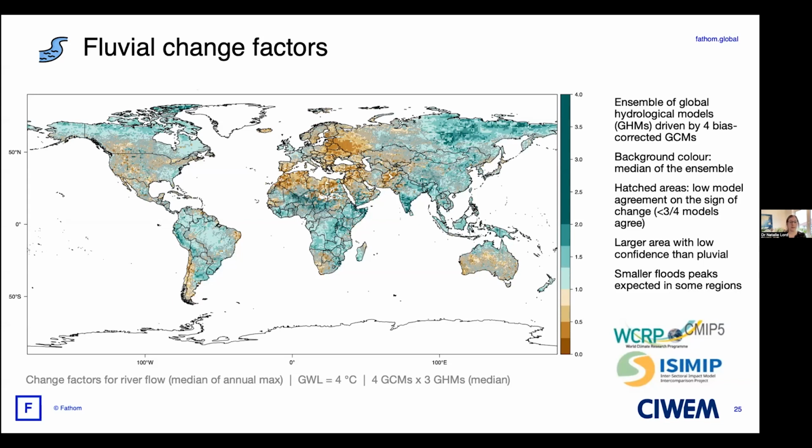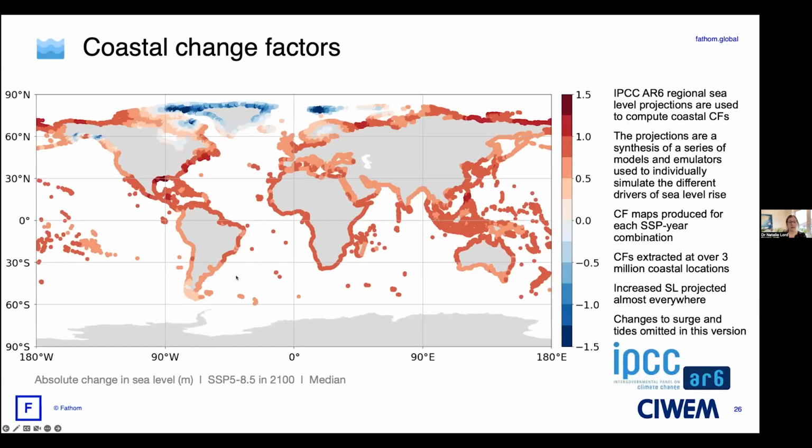Next slide, please. Finally, we have the coastal change factors. So these are based on the IPCC AR6 regional sea level projections, which are a synthesis of a series of models and emulators used to individually simulate the different drivers of sea level rise. The map shows the median absolute change in sea level for SSP5-8.5 in the year 2100.